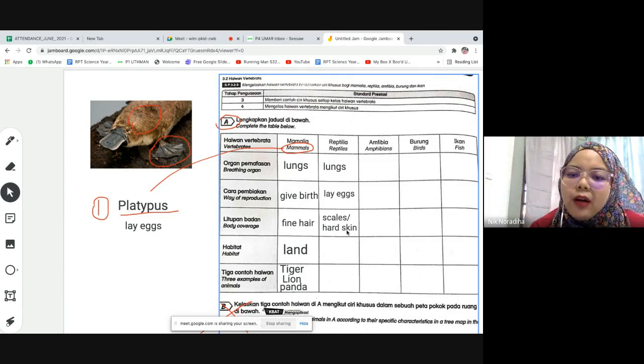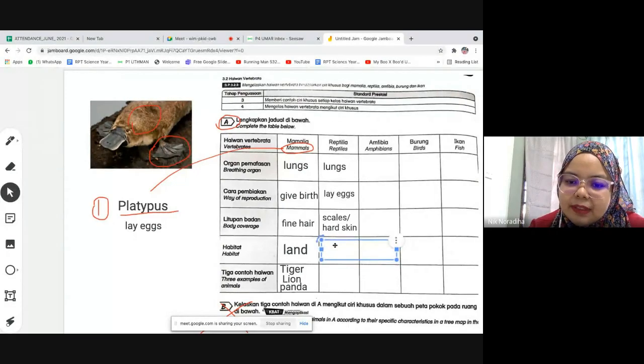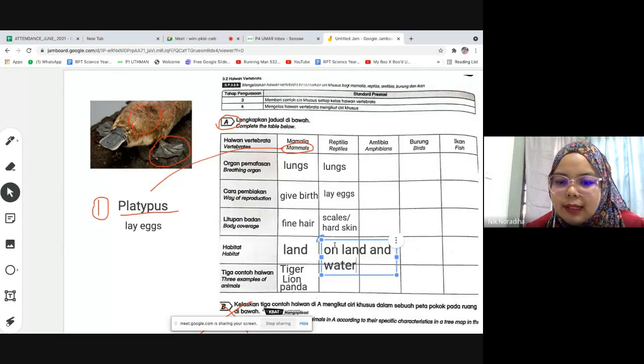Habitat for reptile. Afish Amir, habitat for reptile, where do they live? On land, on land and water. Yes, correct. Well done, Afish Amir. On land and water. Okay, they can live in both.